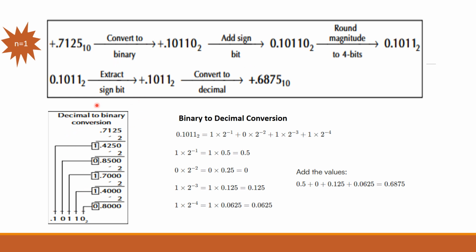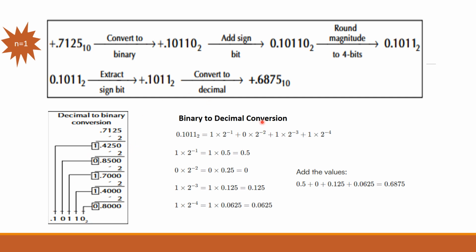So this is the decimal to binary conversion. We know how to convert it, right? 0.7125 into 2, we have to multiply it. Then again, that value into 2. Then again, this point decimal value into 2, and then into 2. So finally, if we go like this, you'll get the value 10110. So that is our answer. That is decimal to binary conversion.